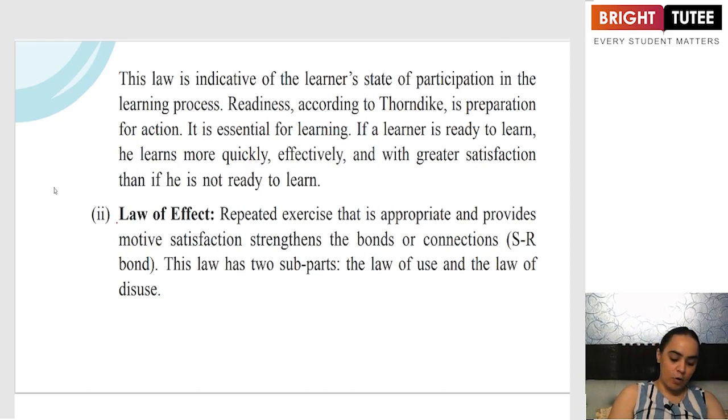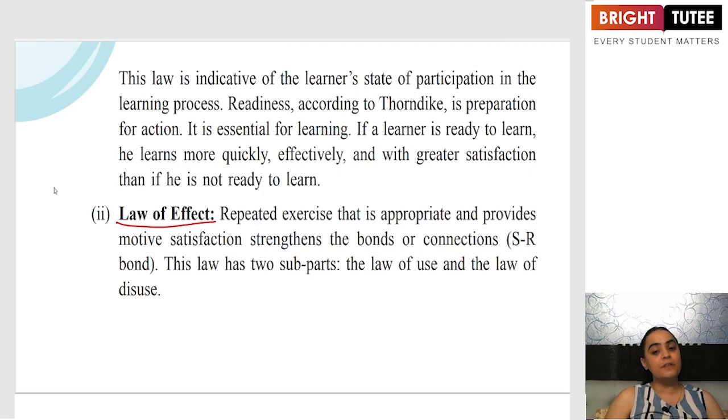The next is the law of effect. Now this says that if some exercise is repeated and after repetition you get a positive outcome from it, the bond between the stimulus and the response becomes stronger. Let's say a child comes to class and gets to know that there is no teaching that will take place, but an online quiz will be played by the teacher. Initially, the child was very lazy, uninterested in the test, but then he started answering the questions and he got a beautiful interface of the quiz.